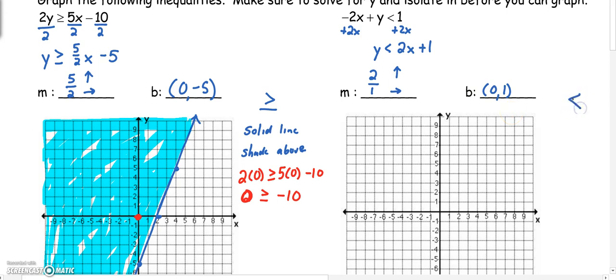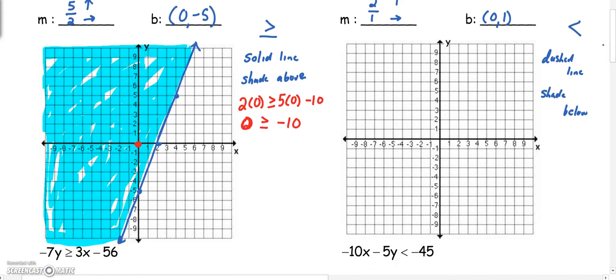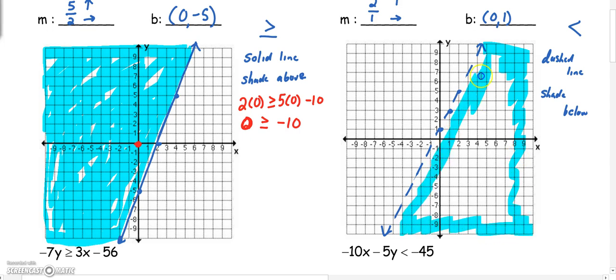Then looking at my sign, it's a less than sign, which means that this should be a dashed line. And I should shade below. So I'm going to plot my point at 0, 1. And I'm going to use my slope, up 2, right 1, up 2, right 1, and make a dashed line to connect this. Add arrows on both sides. Then remember, because it's a less than, we are shading below our line, which should include more of our negative y values.